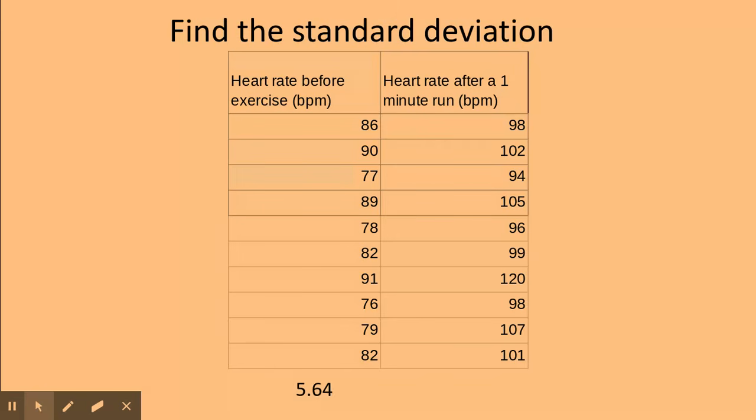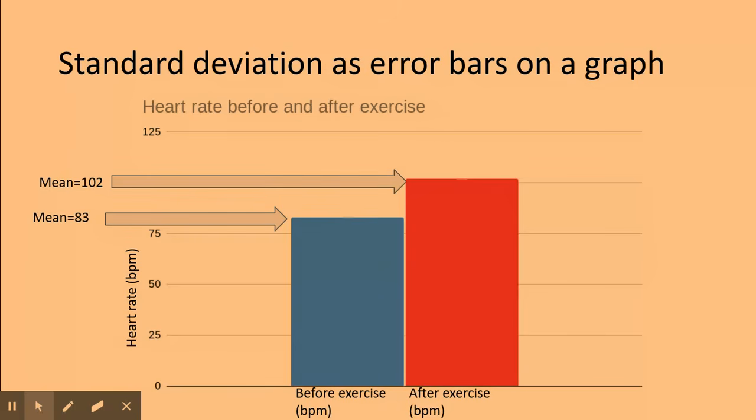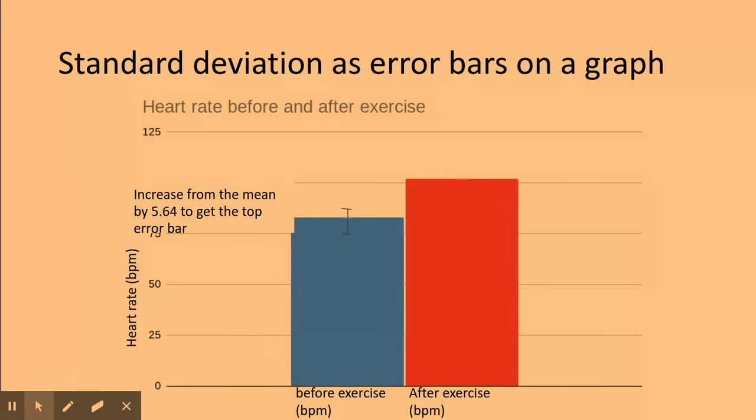So if I calculate the standard deviation of these 2 particular data sets, what's really good about this is I can then plot my standard deviations on a graph as standard error bars. So here I have my mean value before exercise and my mean value of heart rate after exercise. And what I'm now going to do is plot on my standard error bars. So my standard deviation for before exercise was 5.64. So I go up from my mean by 5.64 and draw a line, and then I go down from my mean by 5.64 to draw a line down that one.